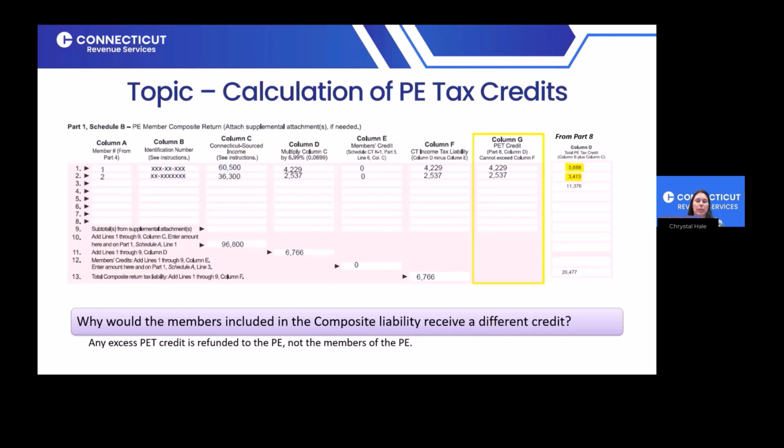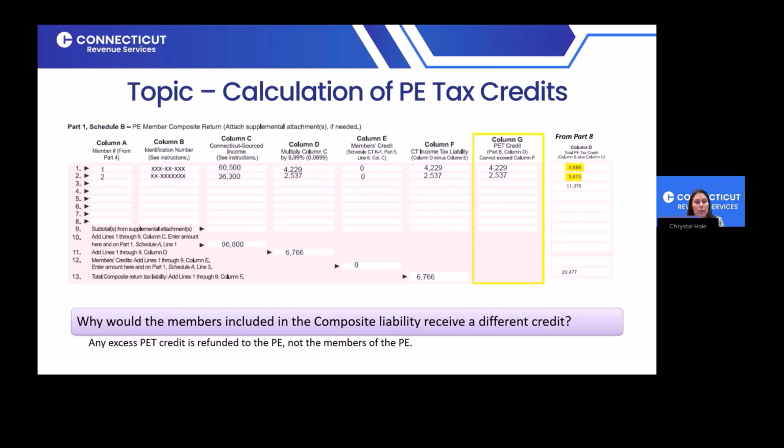So we've determined our Connecticut source income. We've determined the PE tax. Now let's put it all together. So on Part 1 Schedule B, we're going to include only the taxable members for the composite return. That's our non-resident individual member number 1 and our PE member number 2. We've added our total Connecticut source income for each of them to come up with, I'll just use as an example, member number 1 has $60,500 of total Connecticut source income.